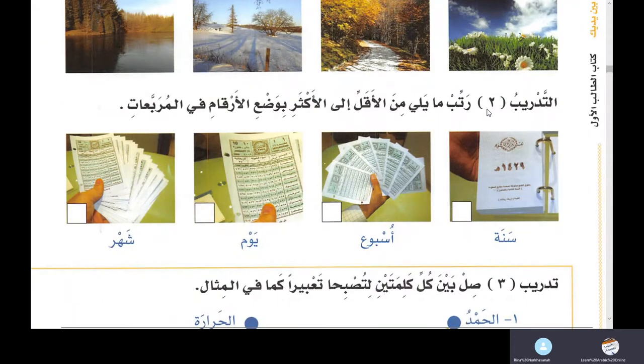Okay. Second exercise. Arrange what is below, from less to more. By putting the numbers in the boxes. So you will arrange them by putting the numbers in ascending order, okay? So you write one here, then week, you write two here, then month, you write three here, then you write four here, okay?